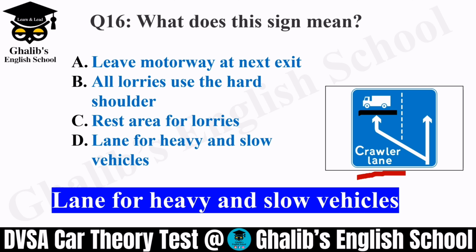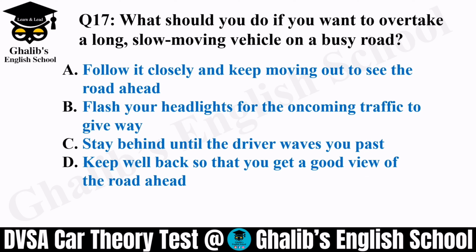Question 17. What should you do if you want to overtake a long, slow-moving vehicle on a busy road? So the vehicle is long and slow-moving and you want to overtake it. What should you do? Follow it closely and keep moving out to see the road ahead. Flash your headlights for oncoming traffic to give way. Stay behind until the driver waves you past. Keep well back so that you get a good view of the road ahead.